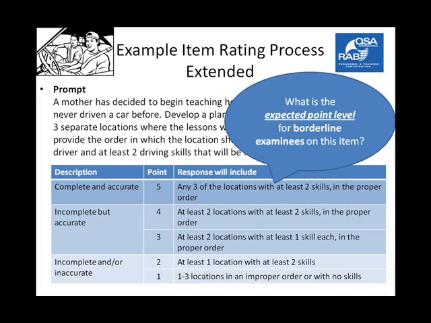As a judge, we must consider the scoring rubric in relation to the performance standard as well as the item's qualities, just as we did with the multiple choice item. The rating we provide is the expected point level we think would be awarded to borderline examinees. We might consider that our first rating would be a 3 because the response requires so many elements, 3 locations, 2 skills at each location, and the locations must be in the correct order. There's a lot of room for mistakes to be made on this item.